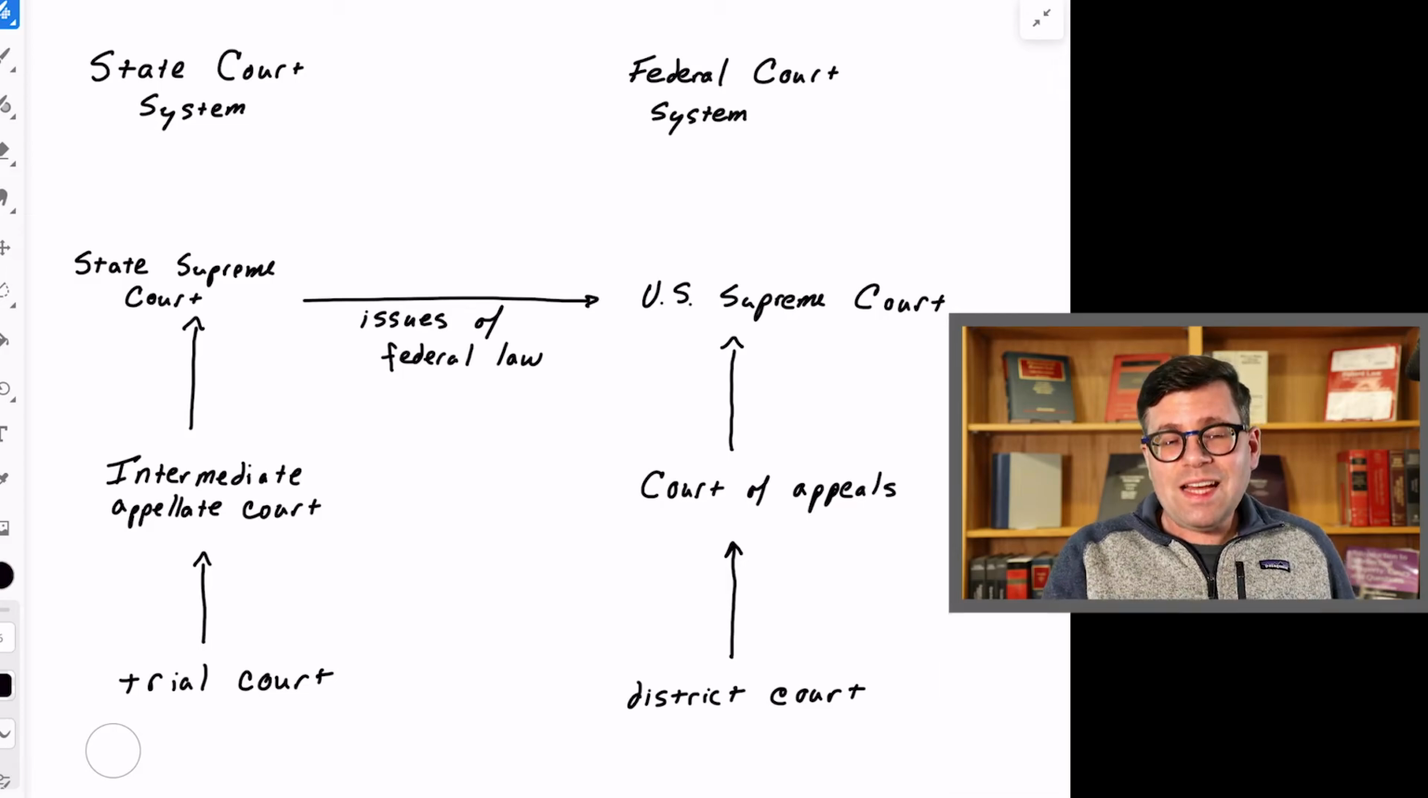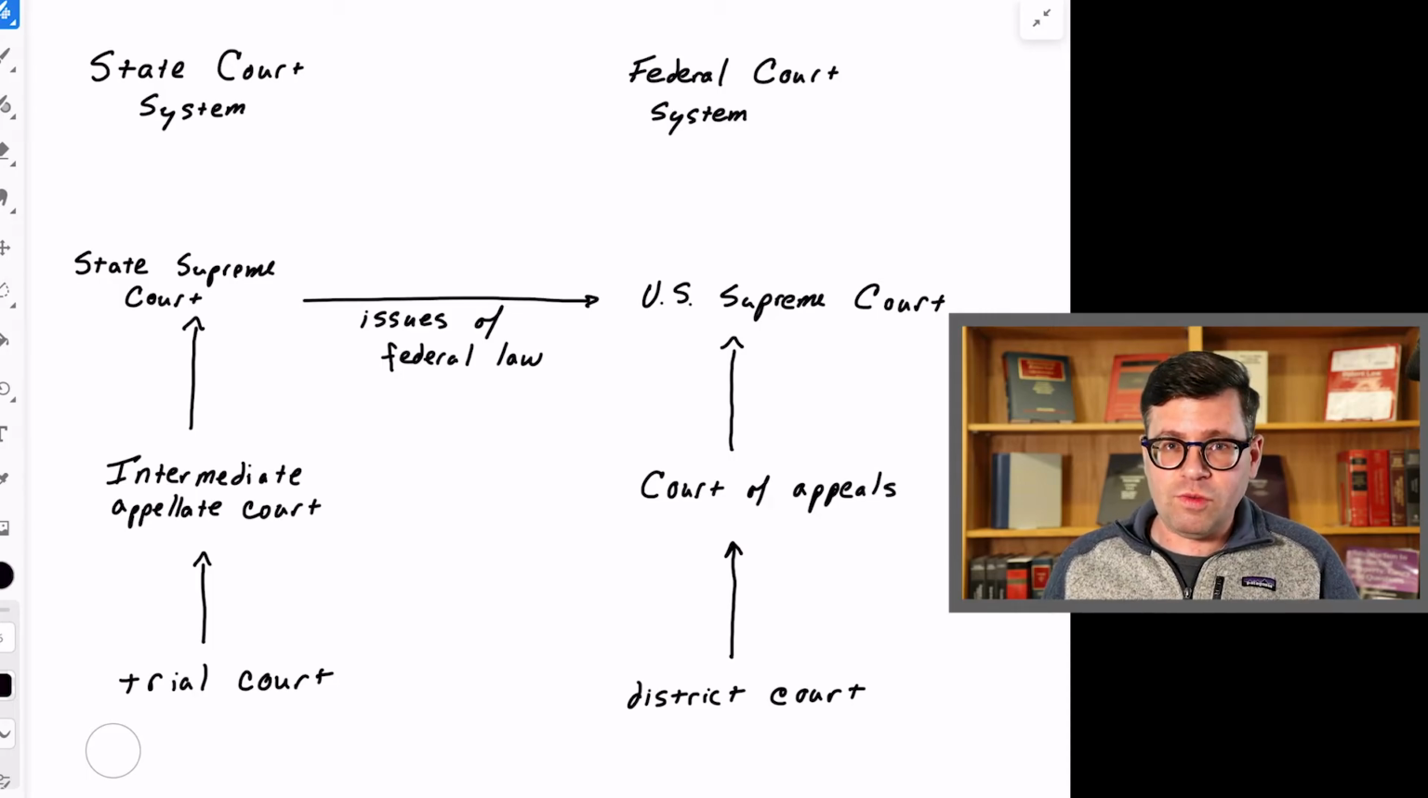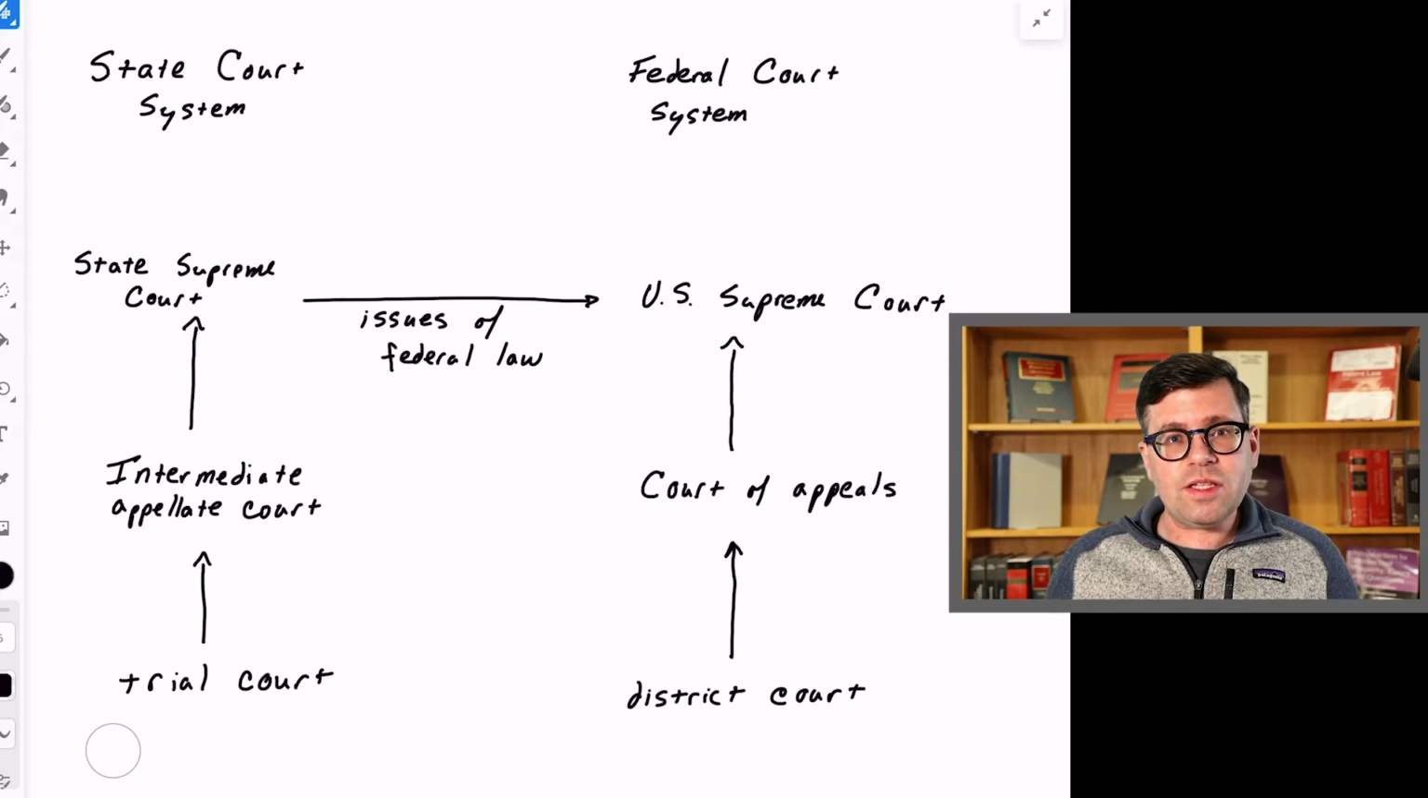So while the state Supreme Court would be the end of the line in this particular case for the state law claims, for the federal law claims, the dissatisfied plaintiff could petition the United States Supreme Court for further review. And in this instance, the U.S. Supreme Court could then decide those issues of federal trademark law.